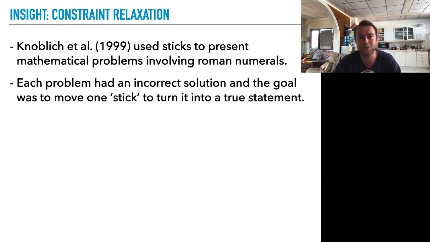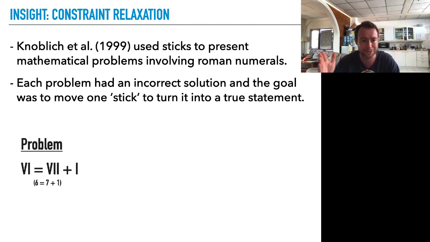Okay, another example of how we might need to relax the constraints is some research that was done by Knoblich et al. They used sticks to present mathematical problems involving Roman numerals, similar to this problem at the bottom here. So the Roman numeral for 6 equals 7 plus 1. At the moment, that is an incorrect statement. Your goal here is to try and move 1 stick to turn that into a true statement. So if you look at that, you've got to move 1 stick to make it true.